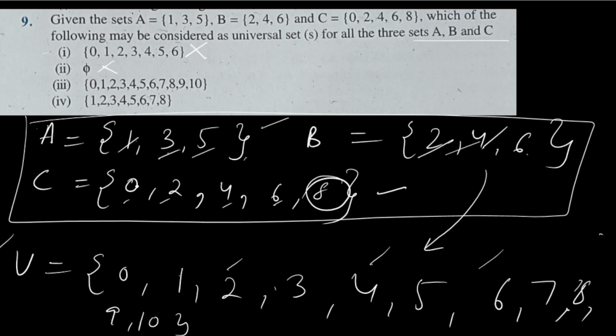Let's check for C. 0 is there, 2 is there, 4 is there, 6 is there, and 8 is also there. All the elements of A, B and C are present in this set. So this set can act as the universal set for A, B and C. Let's see the last one. Again, 0 is not present in this one. That means it's not going to be considered as a universal set for all three. If for one it is not there, then for all three it won't be considered as the universal set. With this we have completed this exercise.